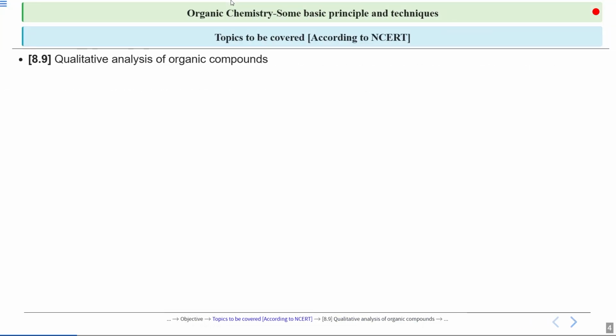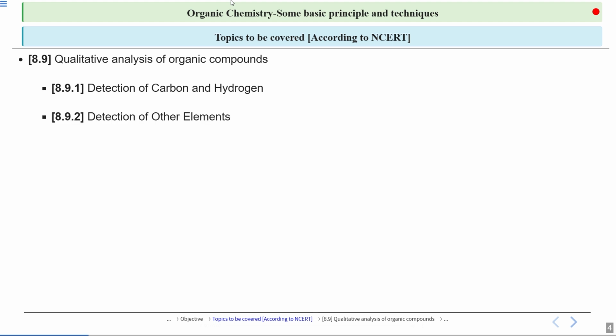Now, the specific NCERT sections: 8.9 is qualitative analysis of organic compounds. In that, we will see the detection of carbon and hydrogen, which is NCERT section 8.9.1. After that, we'll see NCERT section 8.9.2, which is the detection of the remaining elements. Covering this theory will help us do some questions, so we'll do the in-text question 8.17.